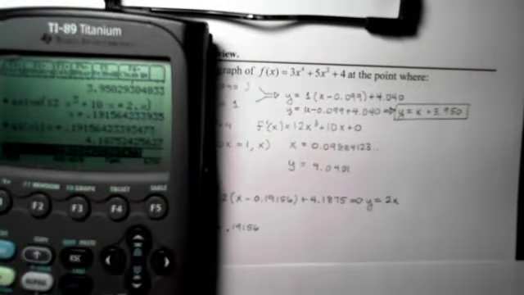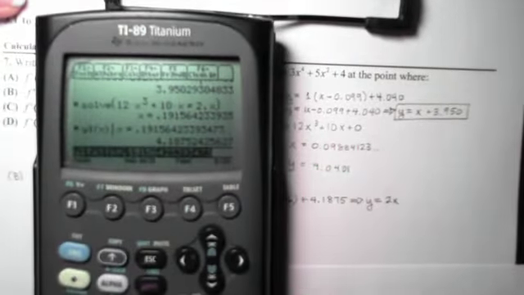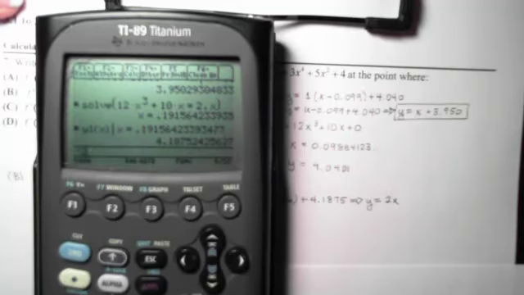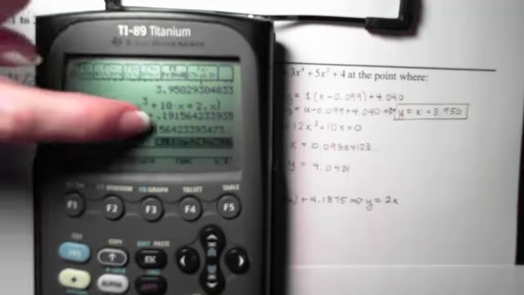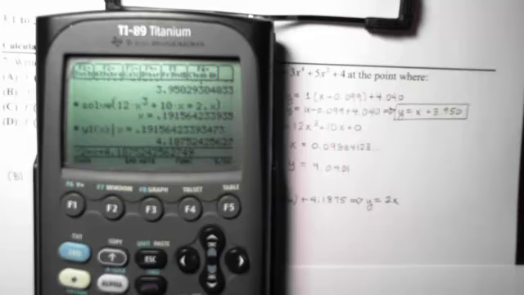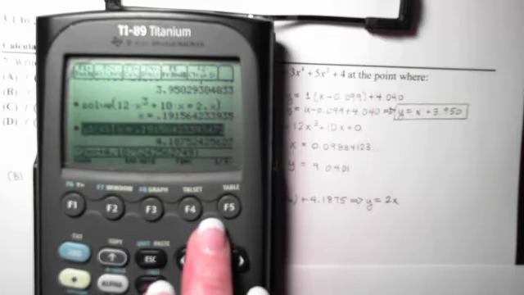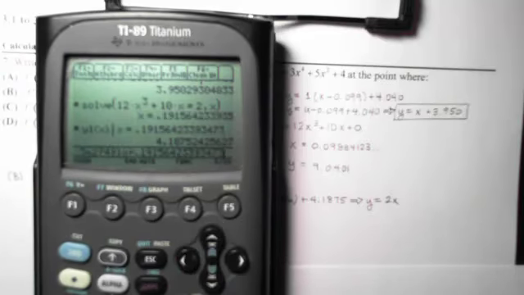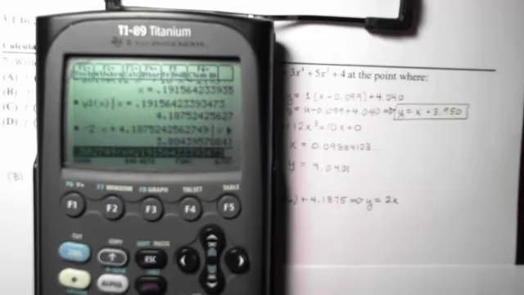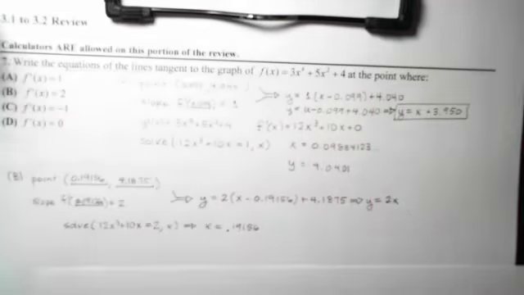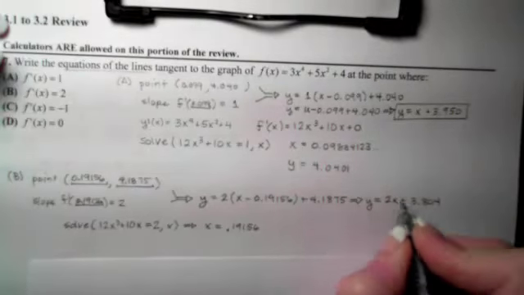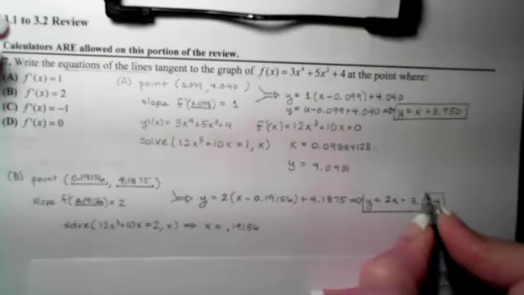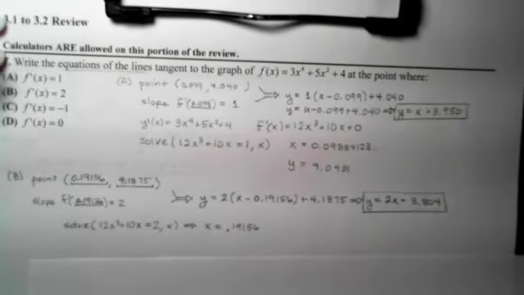Then on the home screen, I'm going to do a -2 times that x value plus the y value that I just found. So I'm going to turn that black. So there's my y value. Then I'll evaluate when x equals this number. So hit enter. I get a 3.804. So that's what would show up on the test.